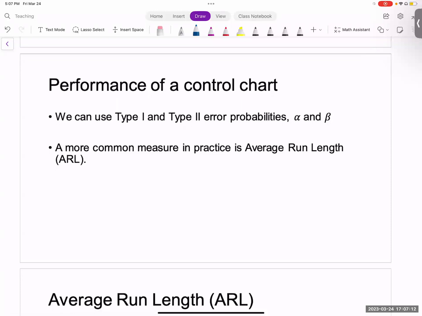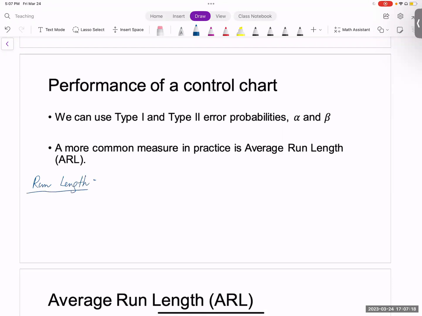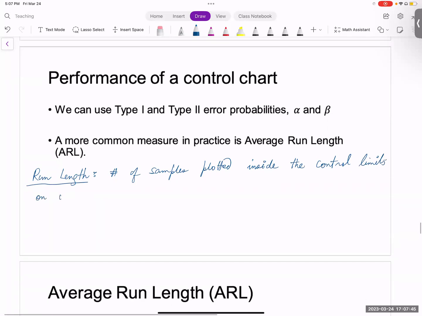Right, so to understand average run length, we'll start with run length. Okay, so run length is basically the number of samples plotted inside the control limits on or before an OOC sample, an out of control sample, is observed.